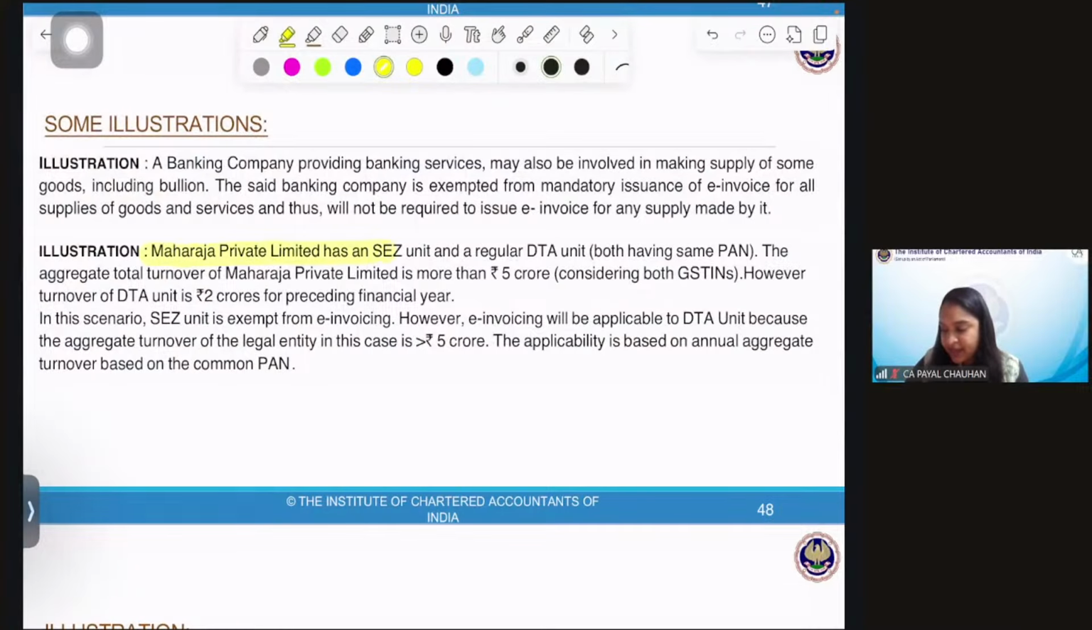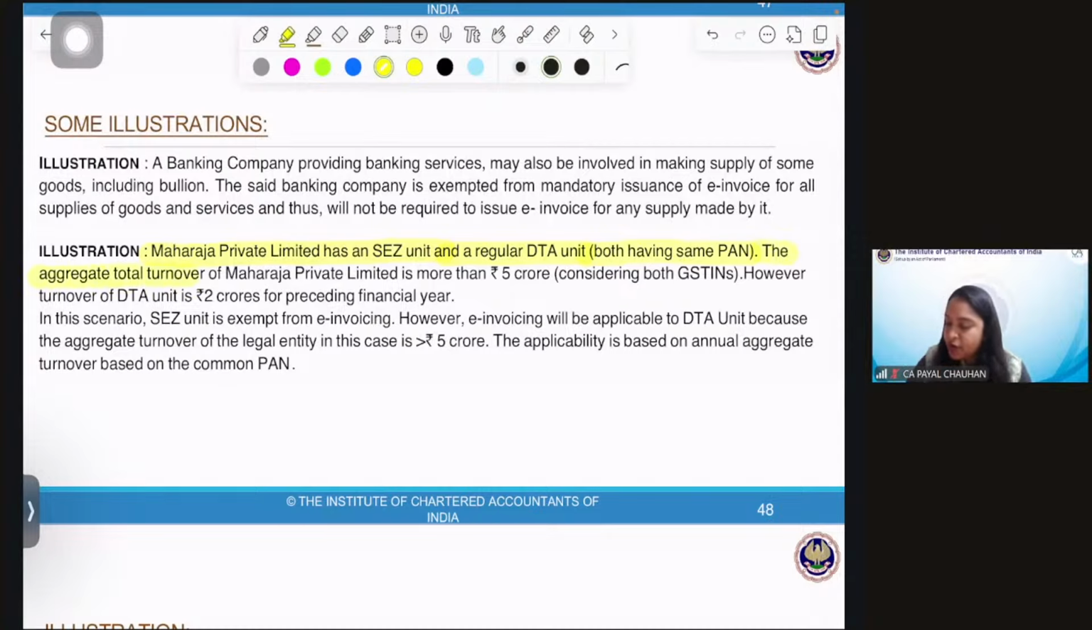Maharaja Private Limited has a sales unit and a regular DTA unit. What do we mean by DTA? Domestic tariff area. In Jaipur, in any place of yours, there might be some sales. So the sales unit is a sales, but the rest of the area is known as DTA, domestic tariff area. Both having the same PAN, perfect.